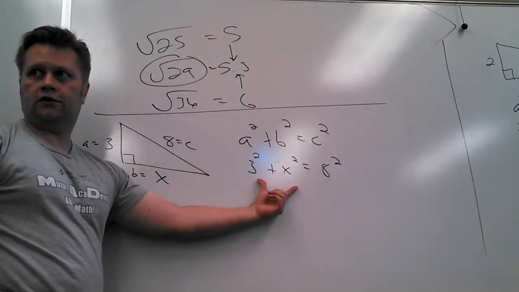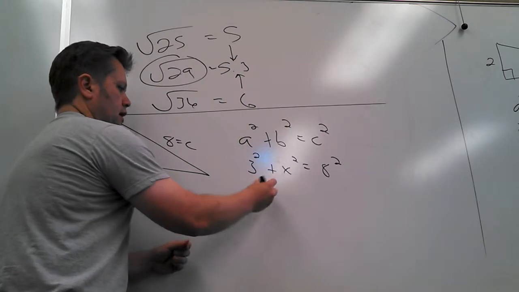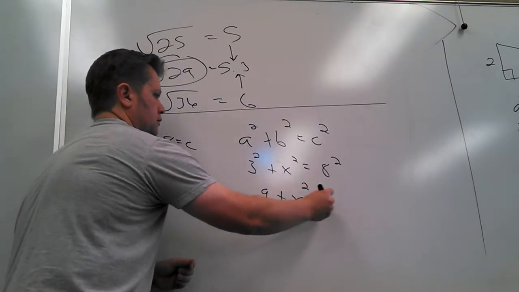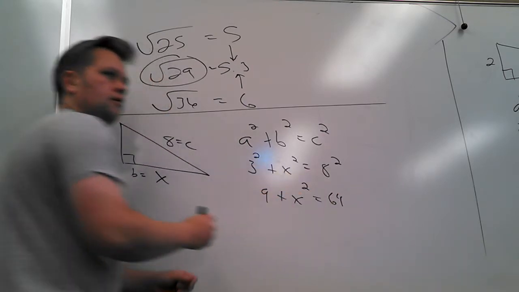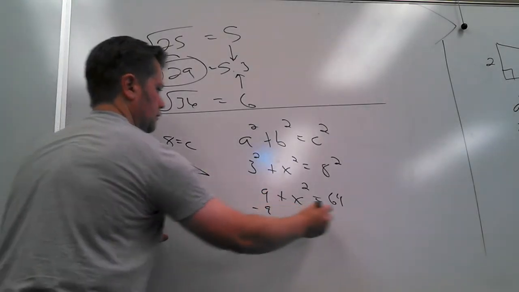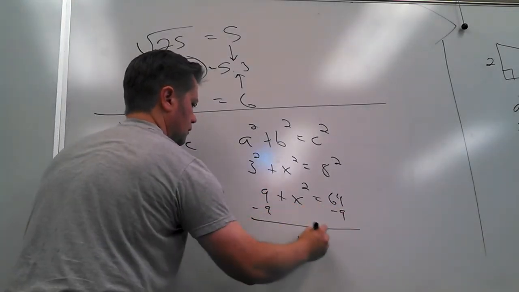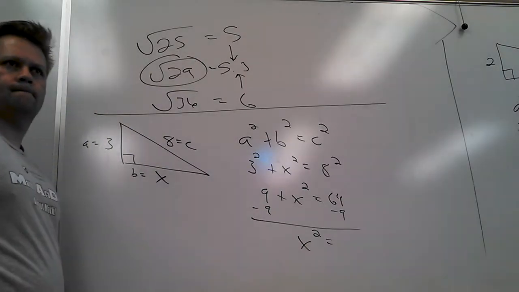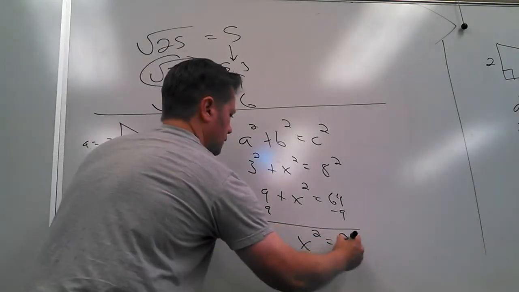So I've got to solve this equation. 3 squared is 9, plus this thing I don't know, equals 64. We all know how to solve equations. What's in the wrong place? The 9. Subtract it, and we get 55.